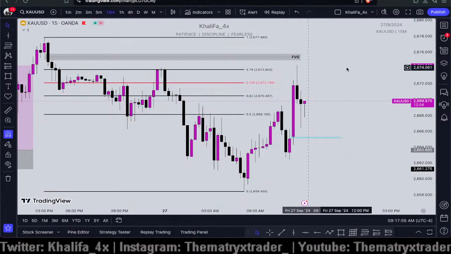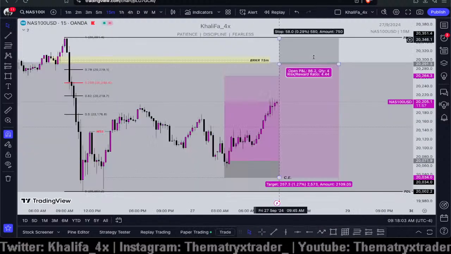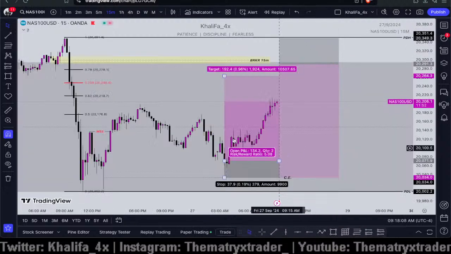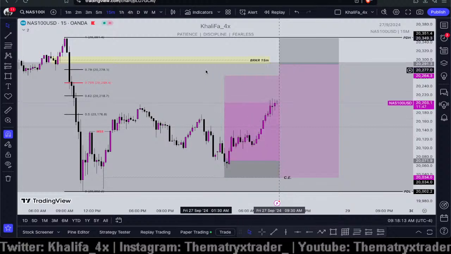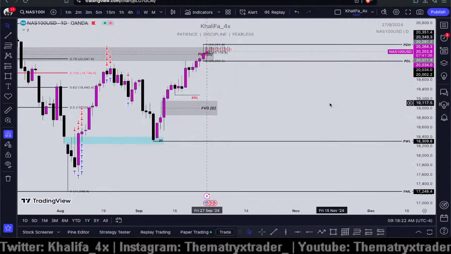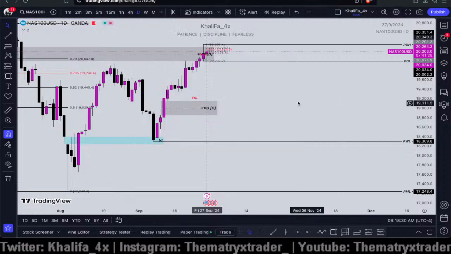Alright. Now these are the levels I mark out on the gold and on the NASDAQ. Now this is just an initial trade which I was looking for. Now this is the bias for today. Let me just turn off the executions.